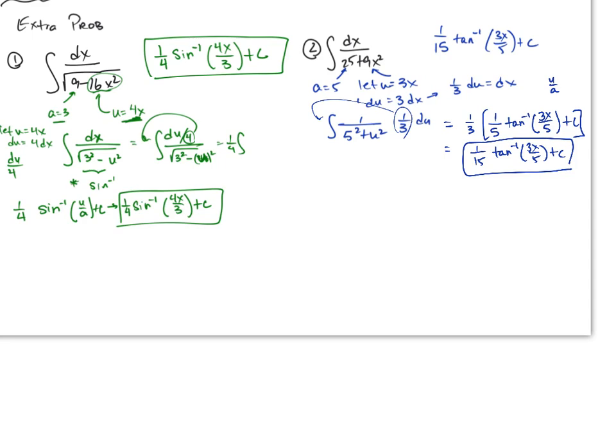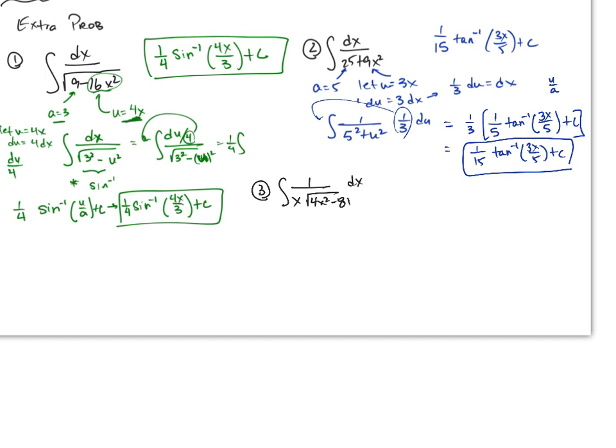All right, let's put up one more and see if you can do it. And I kind of am running out of room here, so we'll put it right in here. And this is number 3. We'll say the integral of 1 over x times root 4x squared minus 81 dx. Pause the video. Let's see if you can do it.